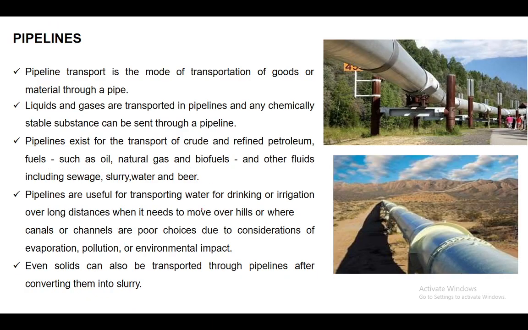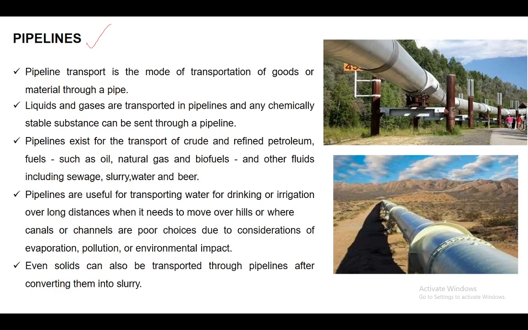The next type of mode of transportation is called pipeline. Pipeline transportation is the mode through which we can transport our goods or material through a pipe. Liquids and gases are transported in pipelines, and chemically stable substances can also be sent through pipelines. Other things such as refined petroleum, fuels, oils, biofuels, including sewage, slurry, water, and beer, could also be imported and exported, and sent from one location to another.